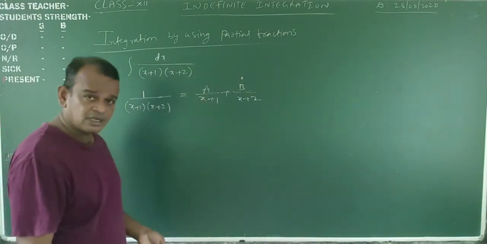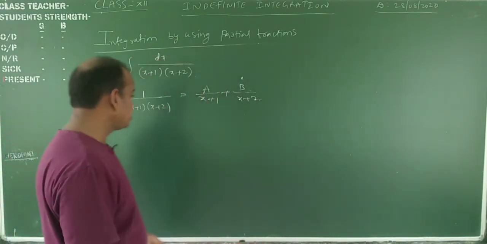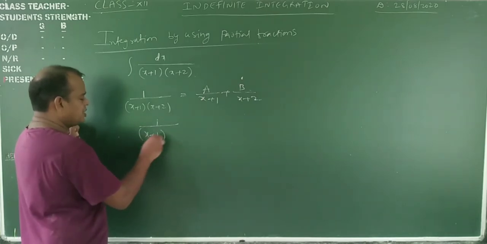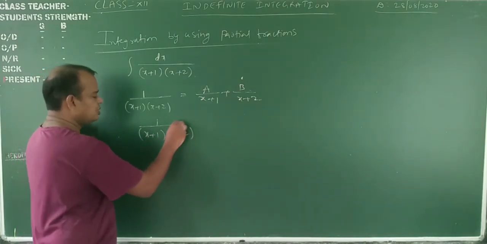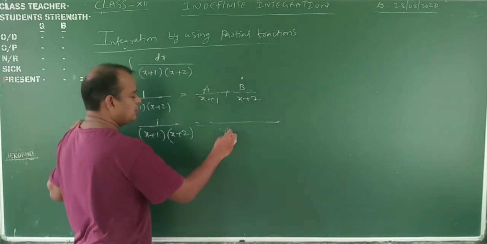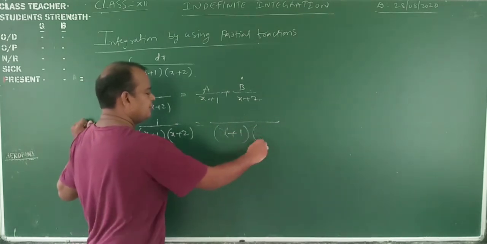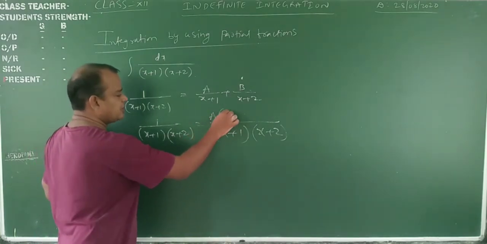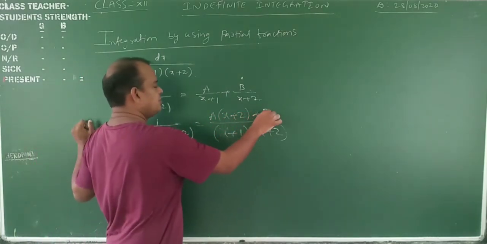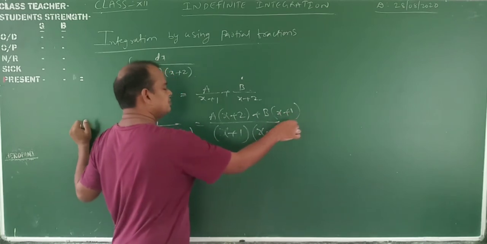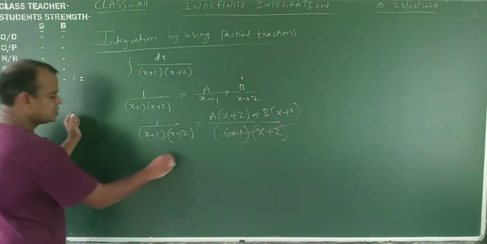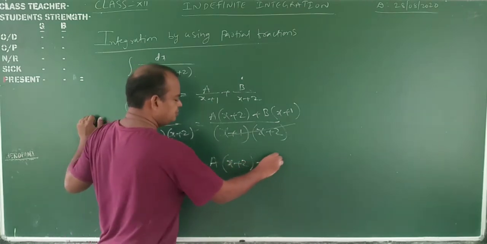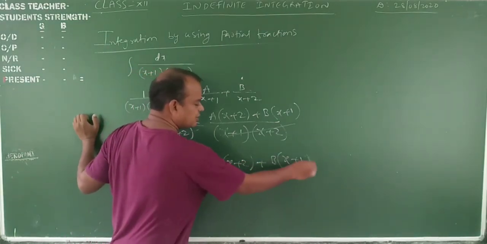Okay, my dear students. A by (x plus 1) plus B by (x plus 2). What happened? Take the LCM. 1 by (x plus 1) into (x plus 2) equals, the LCM is (x plus 1) into (x plus 2). Now A into (x plus 2) plus B into (x plus 1). Now this one cancelled. Now 1 is equal to A into (x plus 2) plus B into (x plus 1).